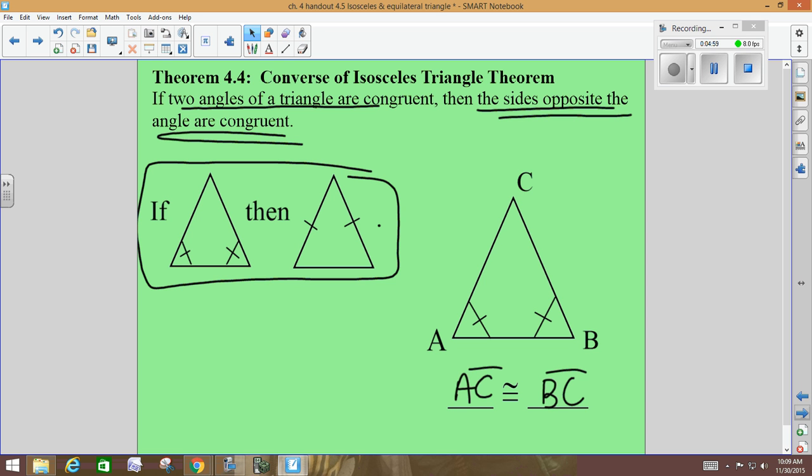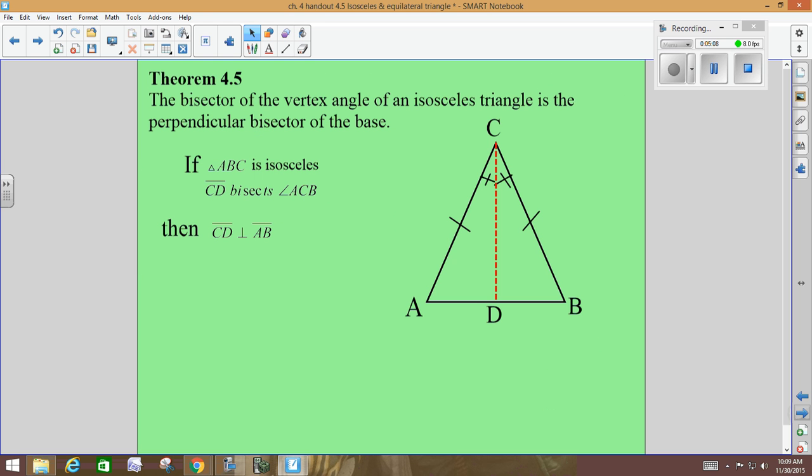Go ahead and flip it over. We have another theorem that goes with isosceles triangles. This one doesn't have a name, but if you know it, it will come in very handy with your proofs. It states, the bisector of the vertex angle of an isosceles triangle is the perpendicular bisector of its base. Okay, so you've got to have an isosceles triangle.